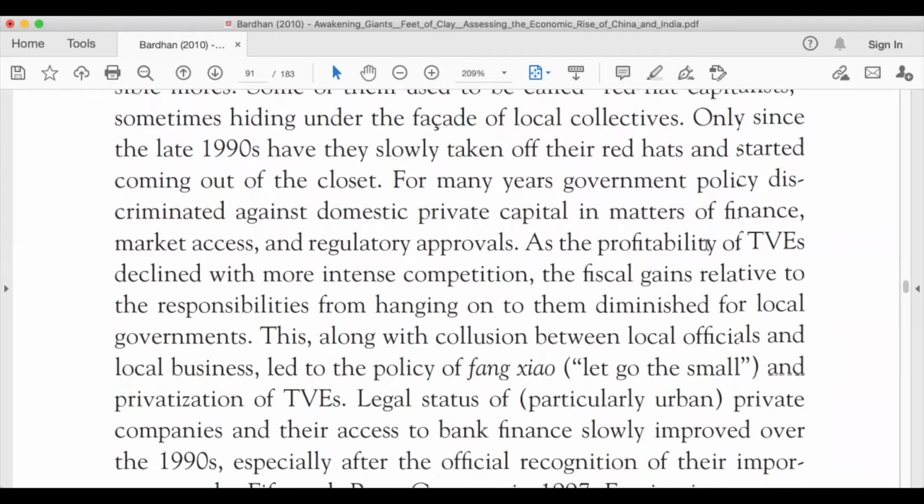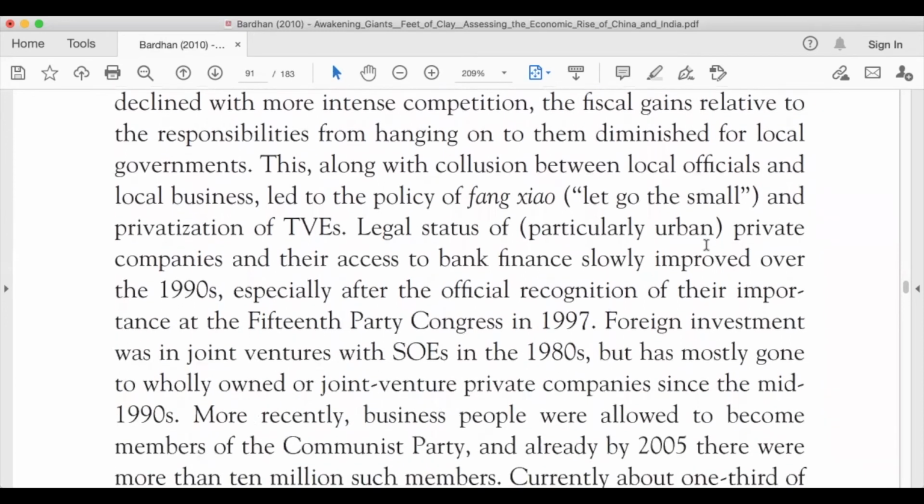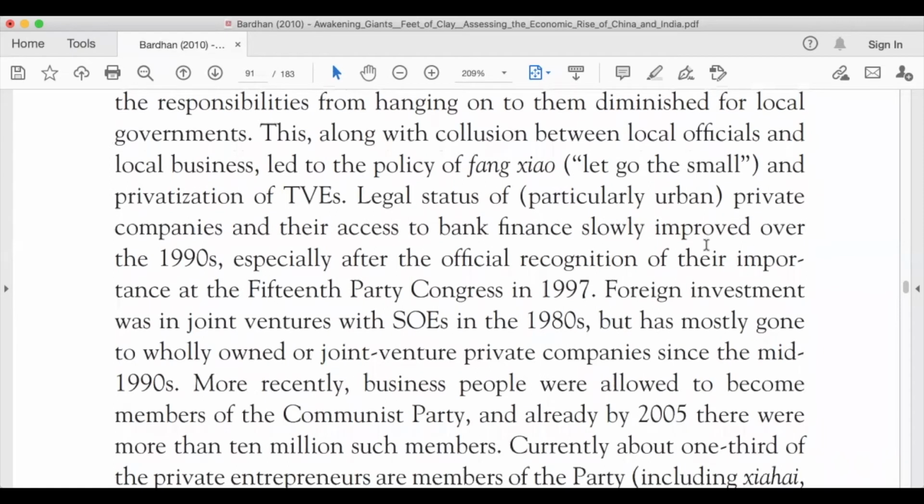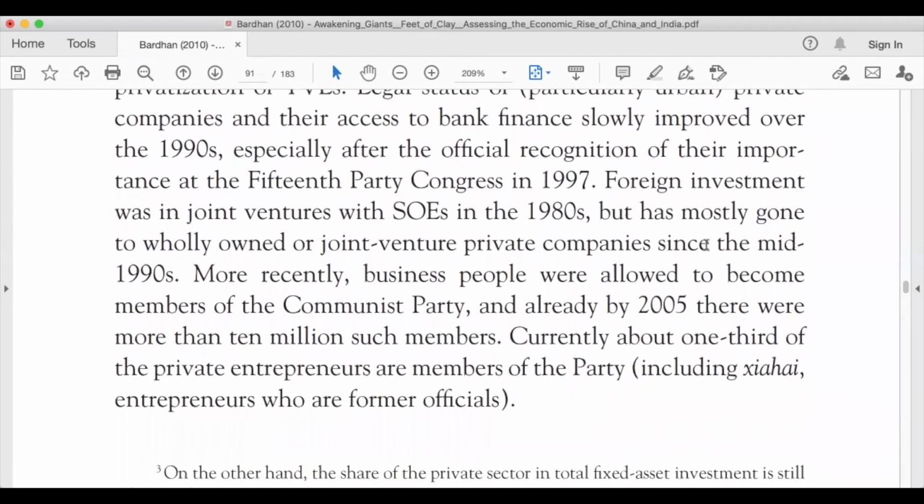This, along with collusion between local officials and local business, led to the policy of Fang Xiao, let go of the small, and the privatization of TVEs. Legal status of particularly urban private companies and their access to bank finance slowly improved over the 1990s, especially after the official recognition of their importance at the 15th Party Congress in 1997. Foreign investment was in joint ventures with state-owned enterprises in the 1980s. It has mostly gone to wholly owned or joint venture private companies since the mid-1990s.